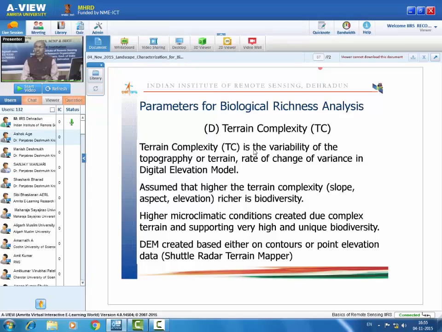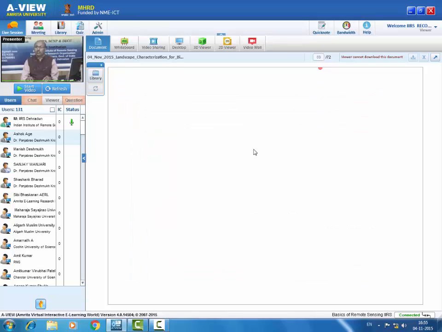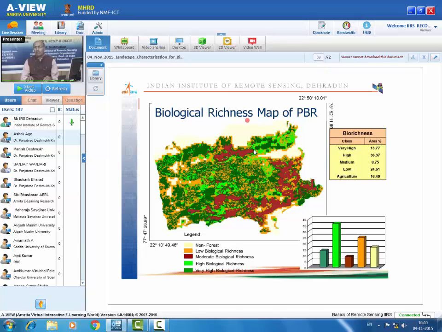Terrain complexity basically comes from the digital elevation model, which you can get or you can develop yourself for any area. Disturbance index, I have already shown you the map, that red color which was showing different levels of the disturbance. Now if I run that model which says that biological richness is a function of ecosystem uniqueness, species richness, terrain complexity, disturbance index, or let's say representativeness, all these things now I can run, I get this kind of a map.